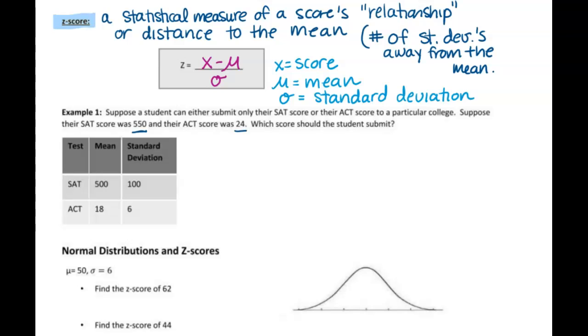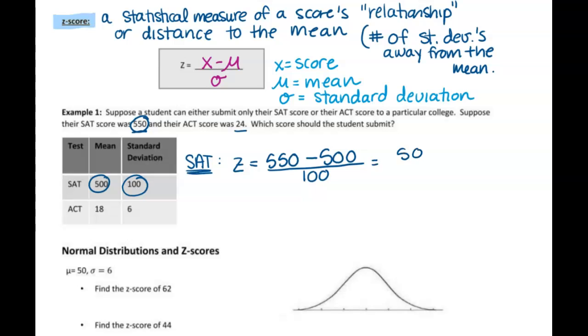So if we calculate our z-scores for the SAT, x is our score, 550, minus our mean, which was 500, all over our standard deviation of 100. So that's 50 over 100, or 0.5. That means the SAT score was 0.5 standard deviations above the mean.